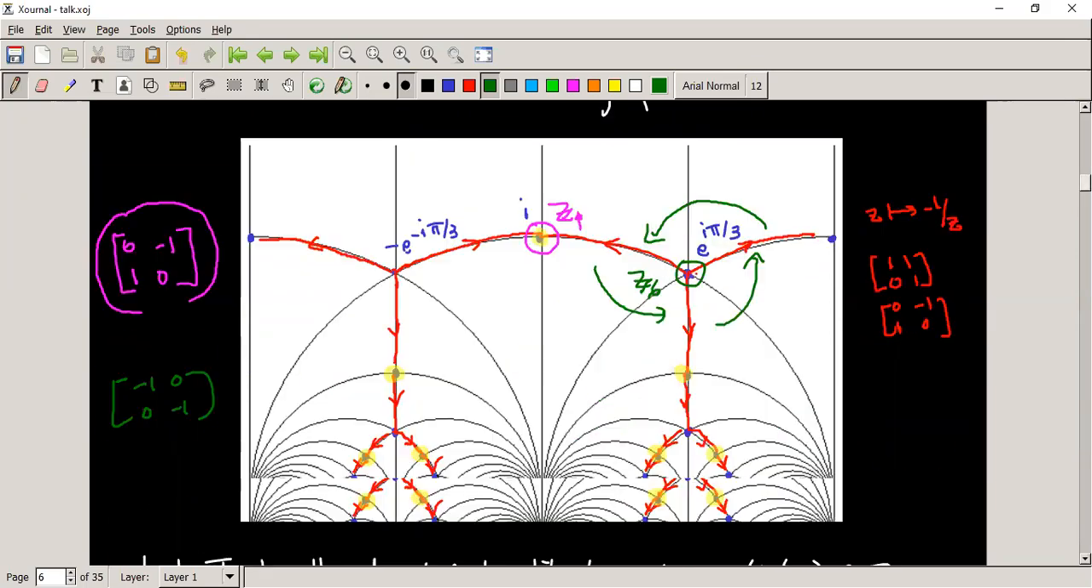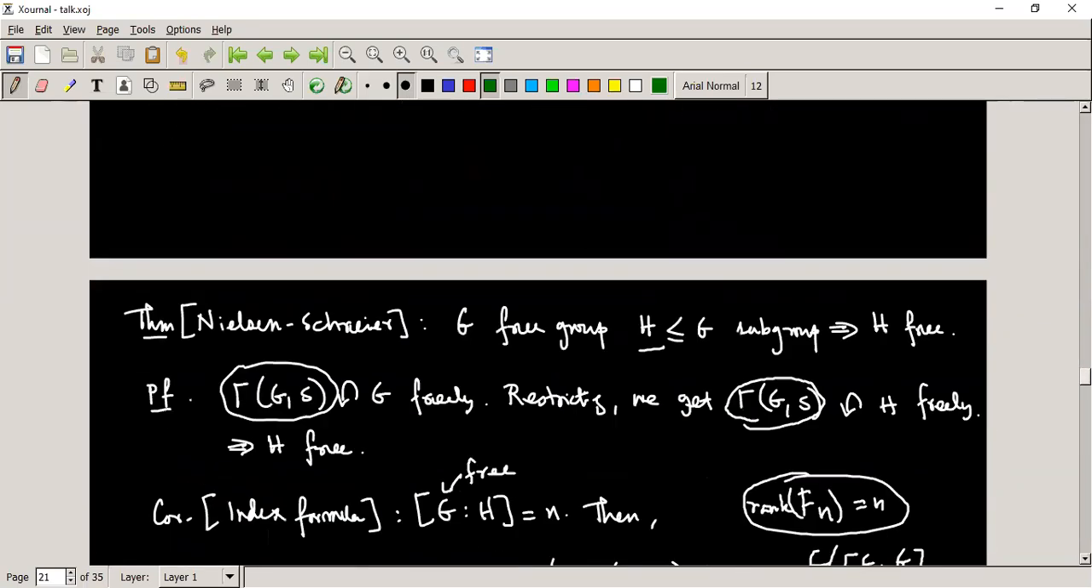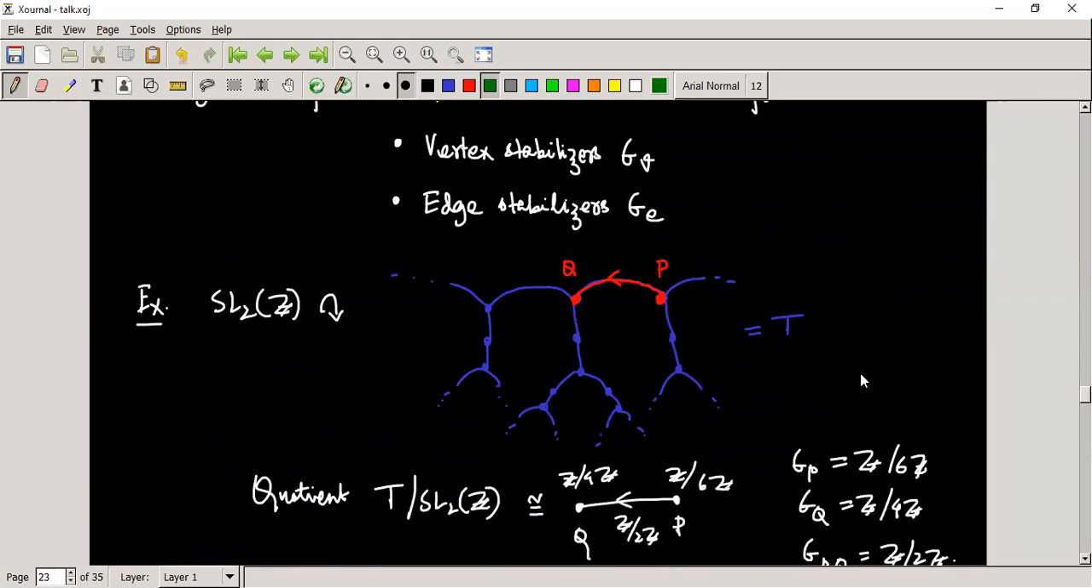Yeah, so we have a full description of all the stabilizers here. Let's see. Yeah, there we go. So we have P, Q here, points.